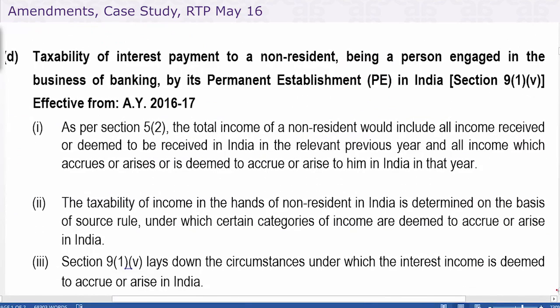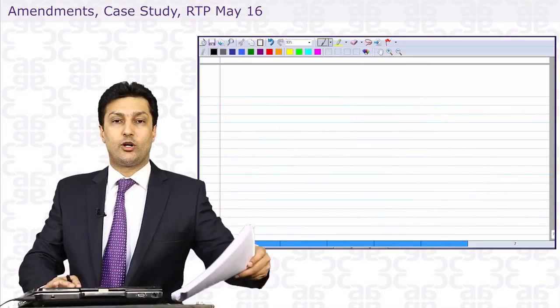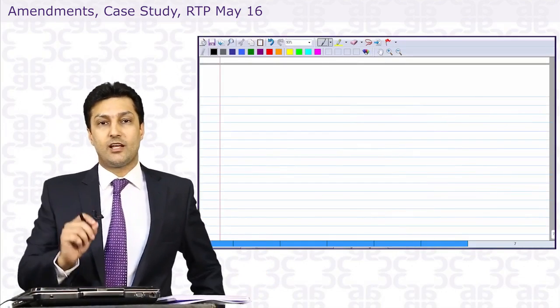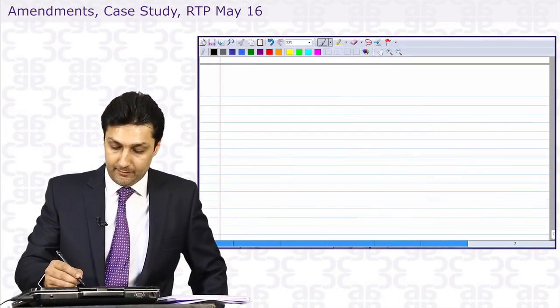This is on page number 21. He says, now these are simple amendments. I will not lay too much stress on these, but if they are asked even for a mark or 2 in the paper, you must be aware that there is an amendment.